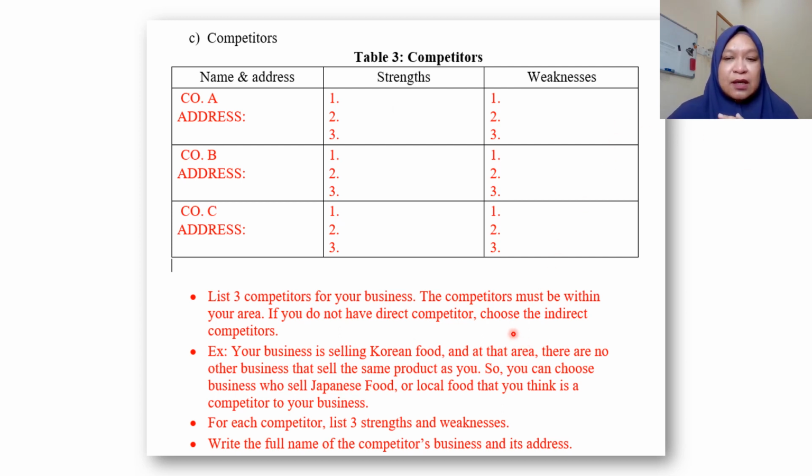So for the competitors in this area, for example, your business is selling Korean food. However, in the area there are no other businesses that sell the same product as yours, who sell Korean food. Only you sell Korean food. So you cannot say that you don't have competitors. You can choose other businesses who sell almost similar products, for example, a business that sells Japanese food, or local food. Because as a customer, they can choose whether they want to eat Korean food, or Japanese food, or Indonesian food, or Malay food, or Chinese food. So all these will be your competitors.